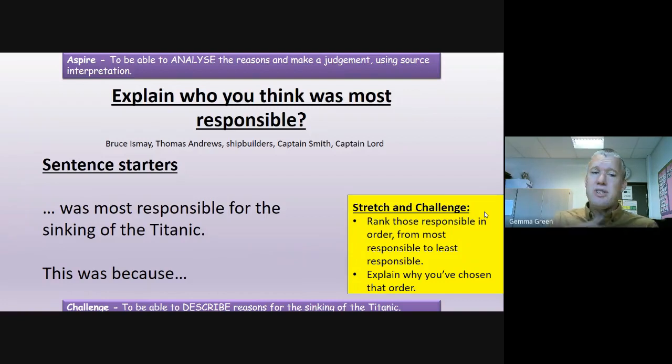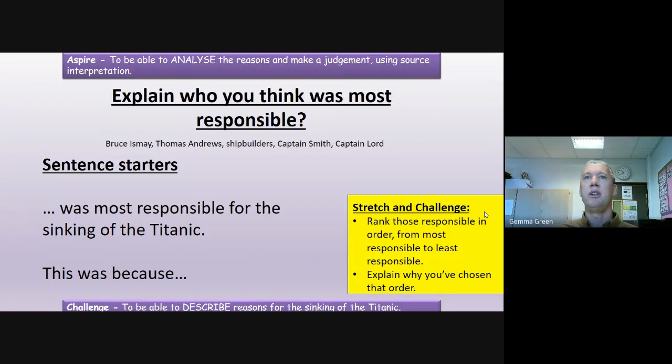What I'd like you to do, using these sentence starters, is to explain who you think was most responsible. As you can see on the PowerPoint there, which you'll have access to, is ... was most responsible for the sinking of the Titanic. So there, I'd just like you to put one of those 5. You may, for example, say the shipbuilders. So the shipbuilders were most responsible for the sinking of the Titanic. This was because, and then give me some reason, some evidence for this. And remember to go back to those slides and have a look at the evidence.